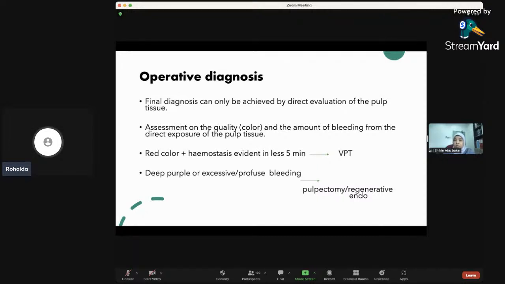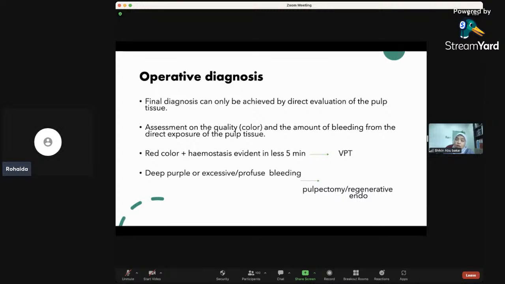We remove the caries and the infected pulp until you reach healthy pulp tissue. How are you going to determine this is healthy pulp tissue? The indicator is that after you remove the infected tissue, you see red bleeding, and you can achieve hemostasis within at least 5 minutes. Then you can offer vital pulp treatment to the patient.